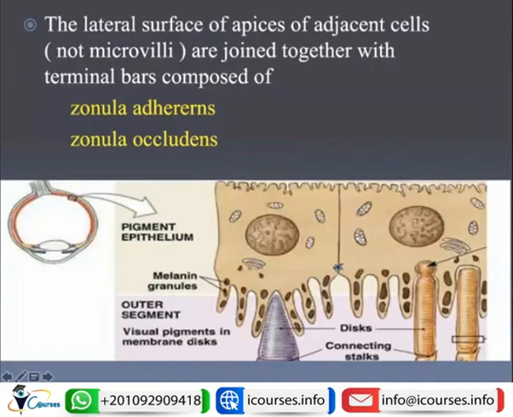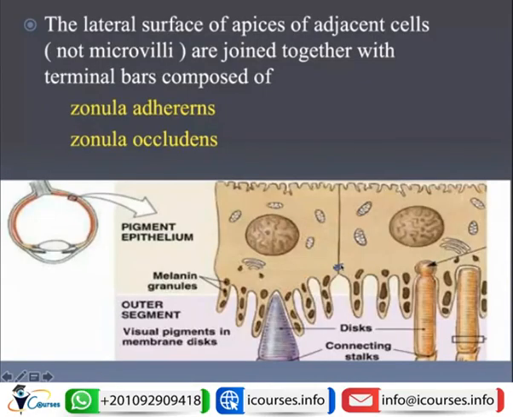The lateral walls of the retinal pigment epithelium are joined together by specialized cell junctions formed of zonula adherens and zonula occludens. So again, like we said in the cornea, these are specialized cell junctions that restrict the movement of large molecules between the cells, and this is in the retina. It is present between the lateral walls of the retinal pigment epithelium and not the apex. So this also has been asked in the MCQ before.